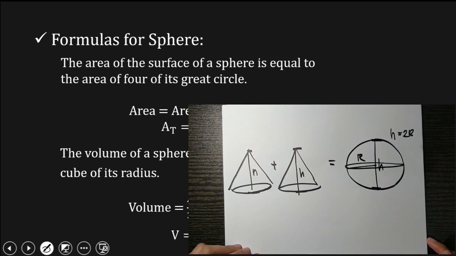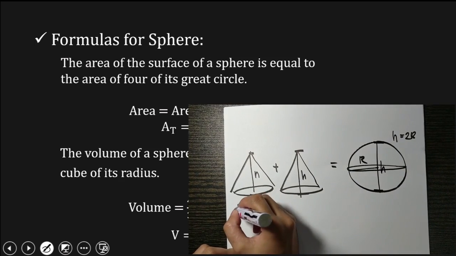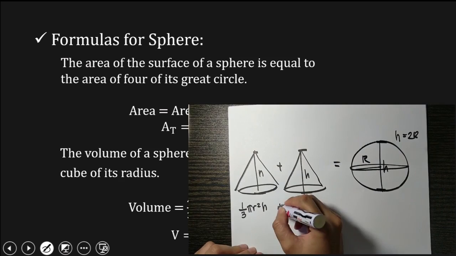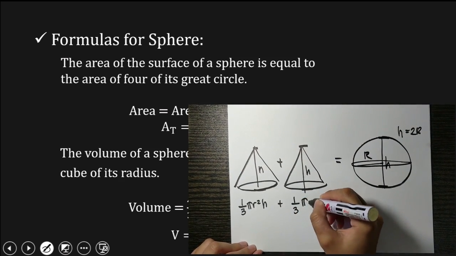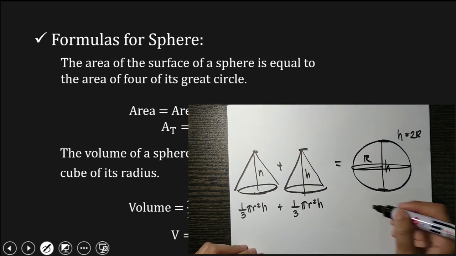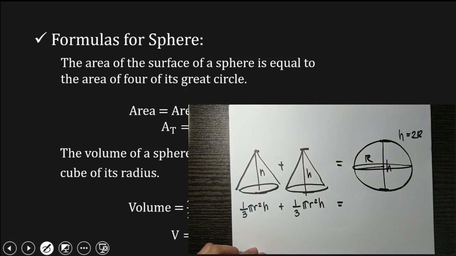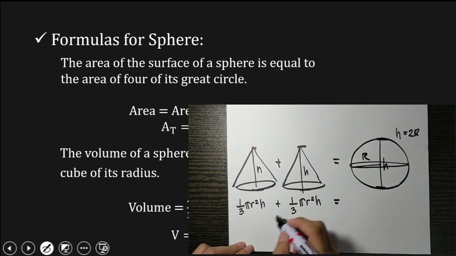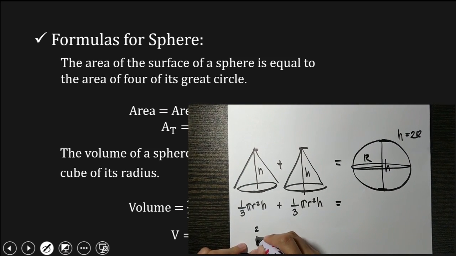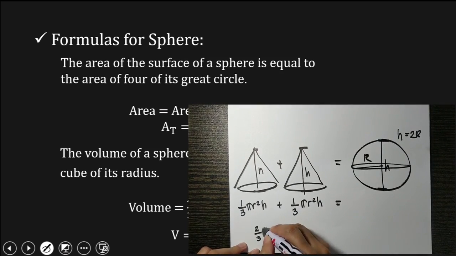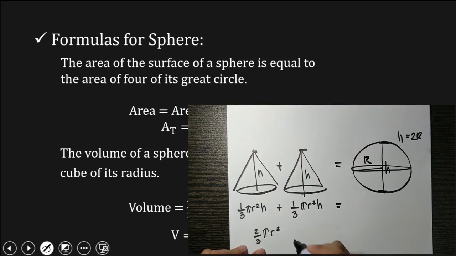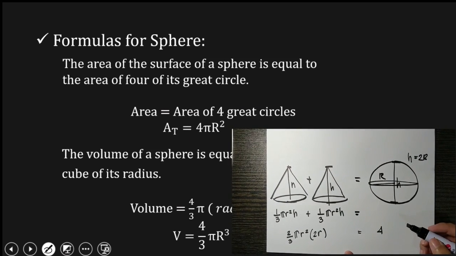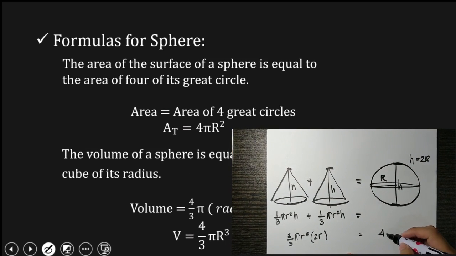So for the volume of a cone, the formula would be 1/3 pi r squared h plus 1/3 pi r squared h, and that would be equal to the volume of the sphere. Now h is equal to 2r, so that would become 2/3 pi r squared times 2r, which is the formula of the volume of a sphere.